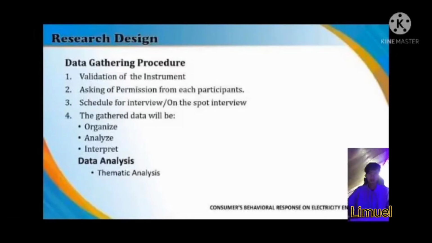The prepared interview questionnaire will be validated by an electrical and English professor and also a psychology researcher. After the interview questionnaire was approved, the researchers asked permission from the respondents to be a part of the study. Once they agreed, we will proceed to schedule the interview based on their availability. Then after the data is gathered, the responses of the respondents in the in-depth interview will be organized, analyzed, and interpreted.